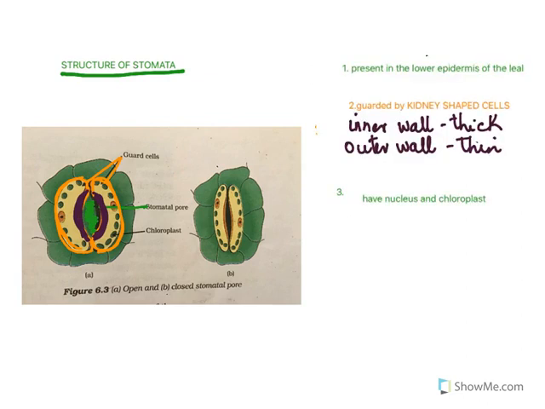Let's go over again the structure of the stomata. This is a closed stomata, but the structure remains the same. They're present in the lower epidermis of the leaf.